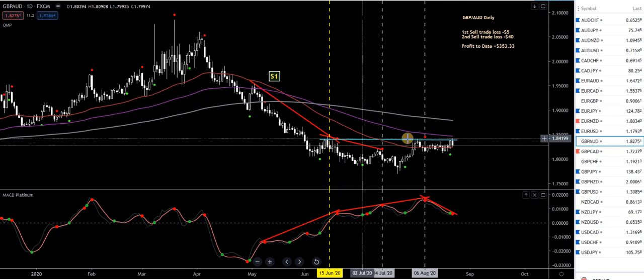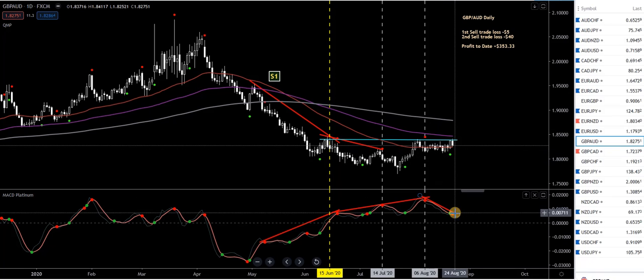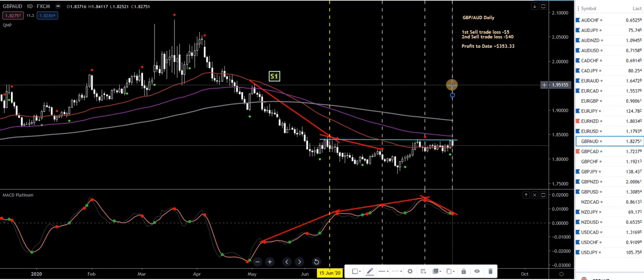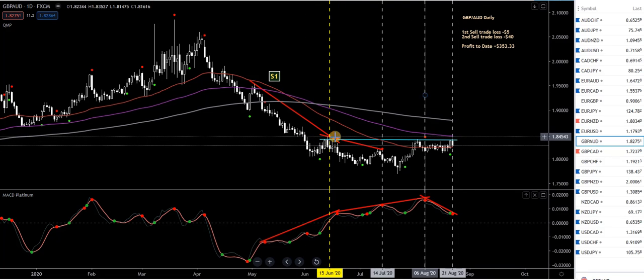Now we've got a resistance level, and now there's a new red dot on the MACD Platinum. So I will probably be looking at taking another sell if I get a red QMP dot. I like this if I get a sell because of divergences. This is a good resistance level.